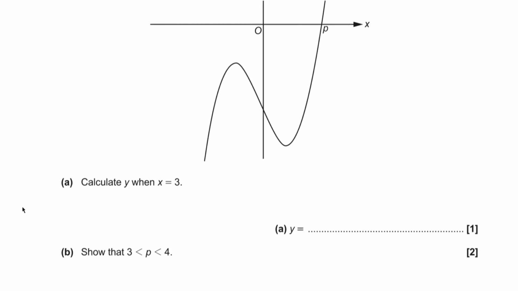So in this case, y is equal to 3 cubed subtract 7 multiplied by 3 subtract 12, which is -6. So y equals -6.